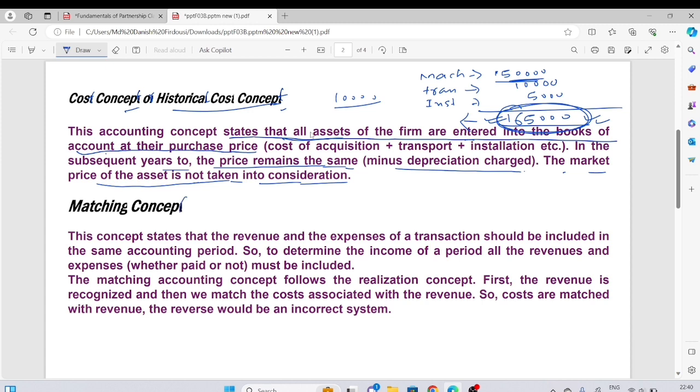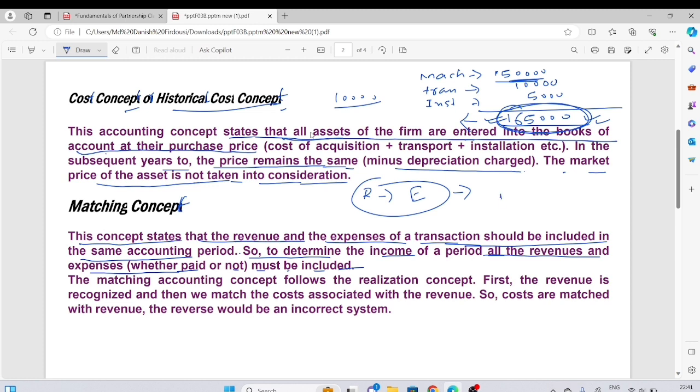Now see here the matching concept. What is the matching concept? This concept states that the revenue and the expense of a transaction should be included in the same accounting period. So to determine the income or the profit, all the revenue and expenses, whether paid or not, must be included. It means the revenue and expense should be matched in a particular year.